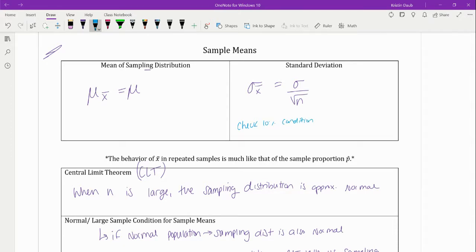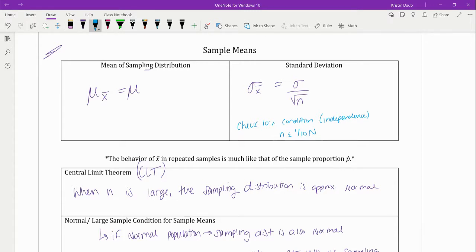As always, before we can calculate a standard deviation, and I'll put that on there for you, it's the exact same 10% condition that we've talked about before. We do need our sample size to be less than 10% of our population. This is for the whole independence thing. So you can refer back to when we talked about this. If you know that they're independent or you're sampling with replacement, you don't need to check that 10% condition.